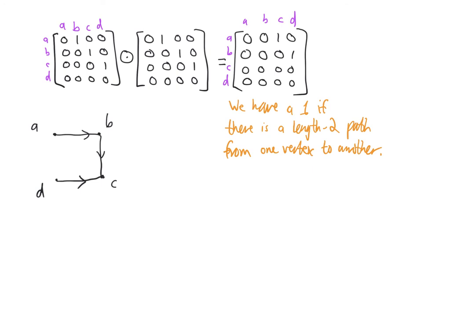Now what happens if we multiply our original matrix one more time by this result? Let's see what we get.